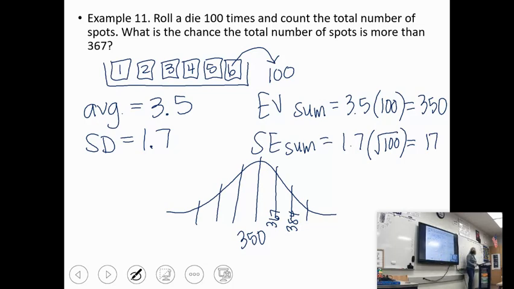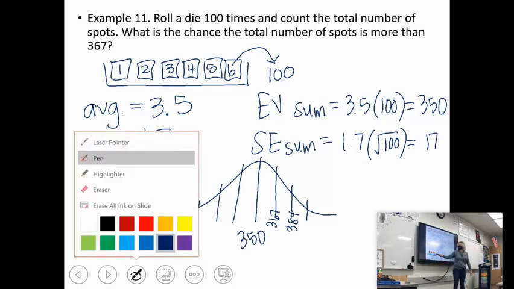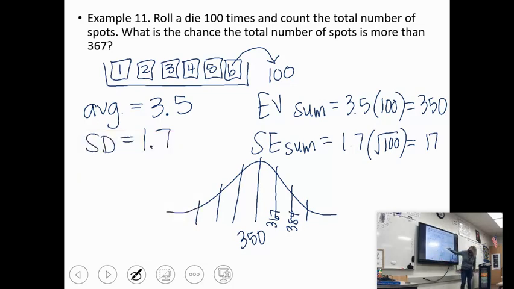So now, what is the chance the total number of spots is more than 367? So what are we trying to find? What part of the curve? Yeah, we're trying to find this and greater, because we're trying to find the chance we're going to get more than 367.